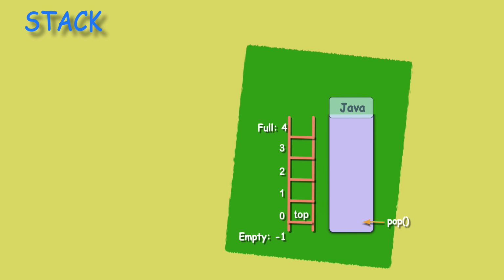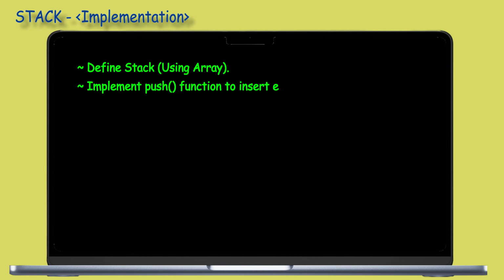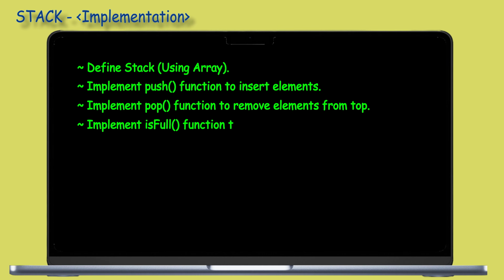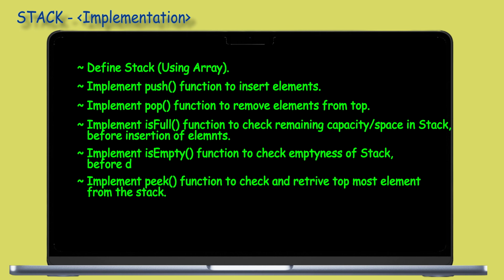Now let's implement the stack data structure and operations on it. Stack is an abstract data structure and to implement it we will use an array. Along with push and pop functionalities, we need to implement two more functions, that is isFull and isEmpty. These functions will check the current capacity of the stack and the emptiness of the stack respectively whenever we want to insert or delete elements from the stack. Also one more function, that is the peek function, to check and retrieve the topmost element from the stack.